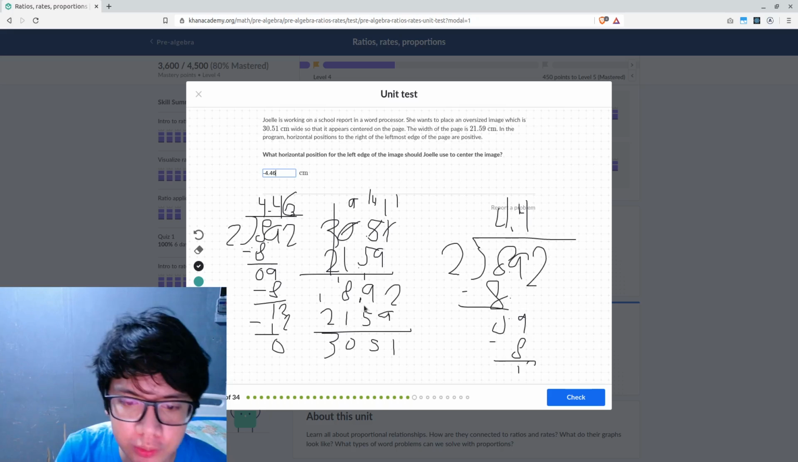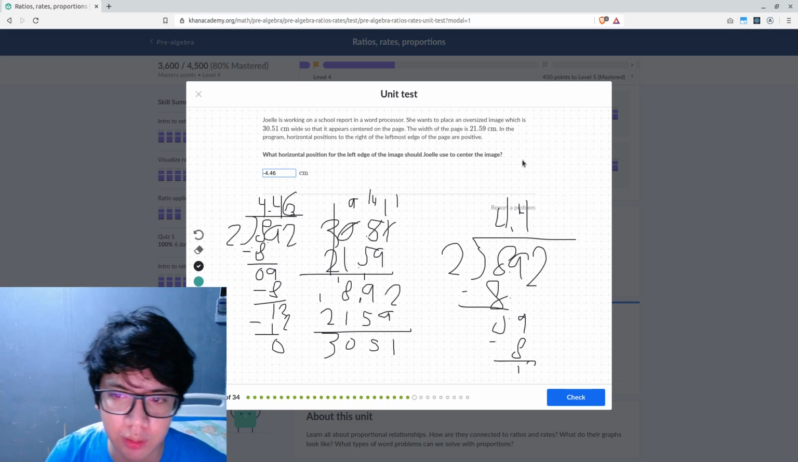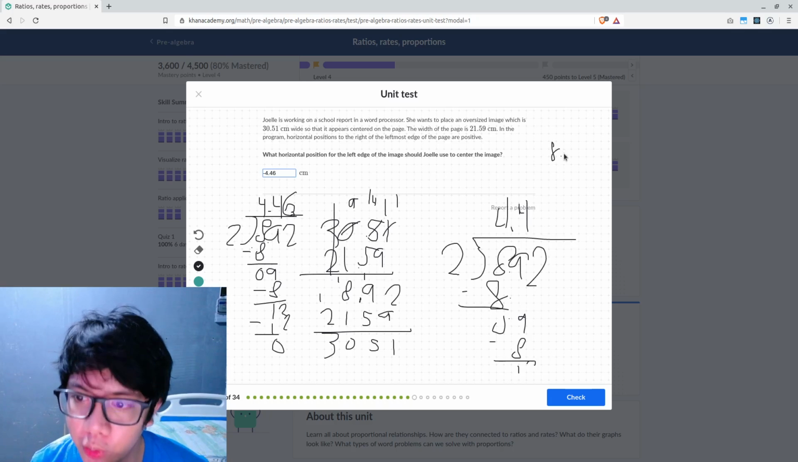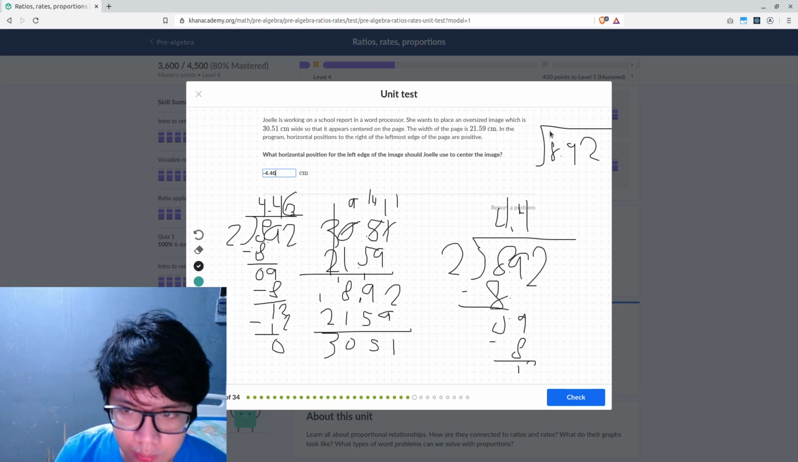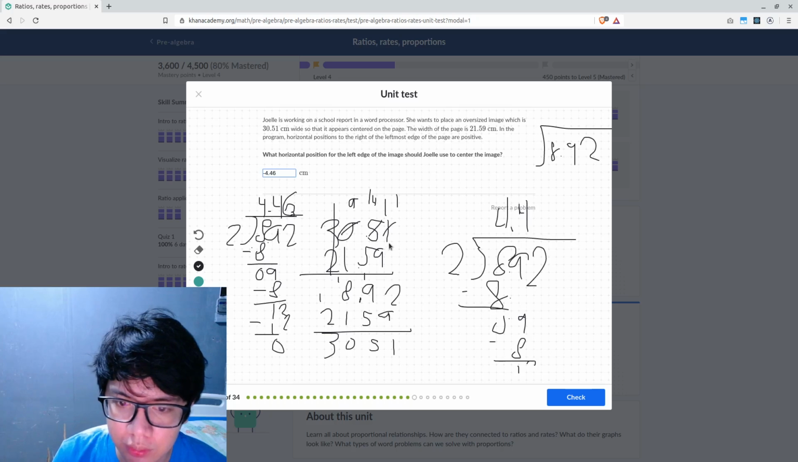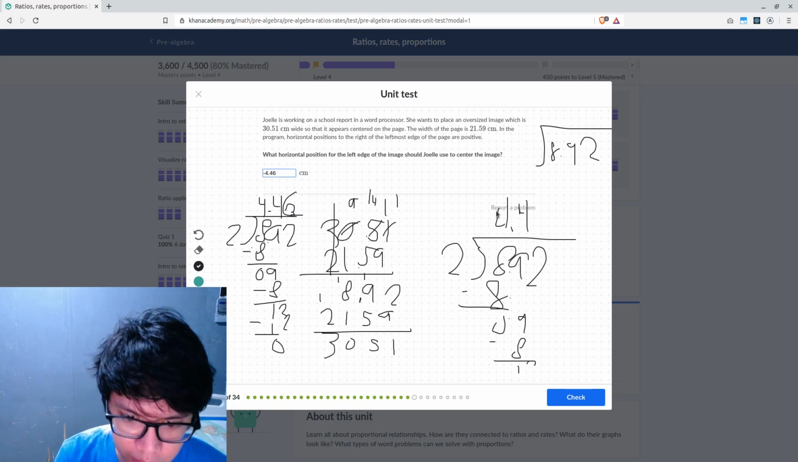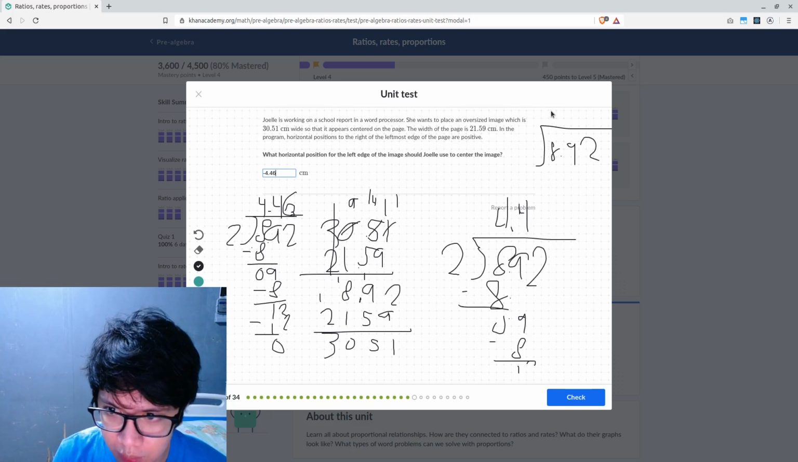So 8.92 is actually correct. And then if divided for the last time, please, for the last time, just to be sure, this is correct. 4, 8, 4, 8, 1, 12, 6, 4, 6. Please be correct.